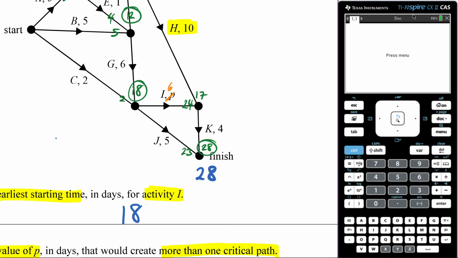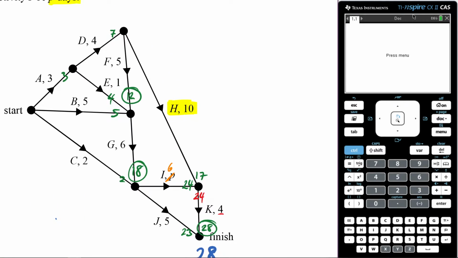Now, I want to do a backward scan, because I know that I'm going to need my LSTs in order to find the float times. I'm going to go 28 minus 4 is going to be 24. And then, remember, the aim of the game is I want to figure out the float time of activity H. So I'm going to go 24 minus 10 is 14.